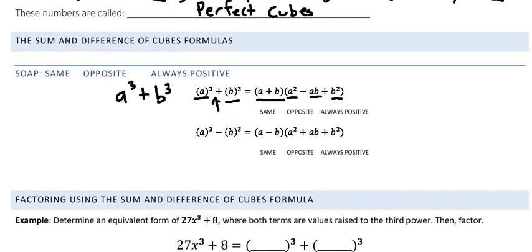Now check out the order of the signs. When this is a plus sign, the first parenthesis will have the same exact sign. The second sign in the second parenthesis will be opposite, and the last sign will always be positive. Now check it out for when it's a difference. It's the same pattern. You're going to have a minus here, so the first parenthesis is going to be exactly the same. The second sign is going to be opposite, and the third sign is going to be always positive. One way to keep that straight is an acronym, SOAP. That's going to be the same, the opposite, and always positive, SOAP.